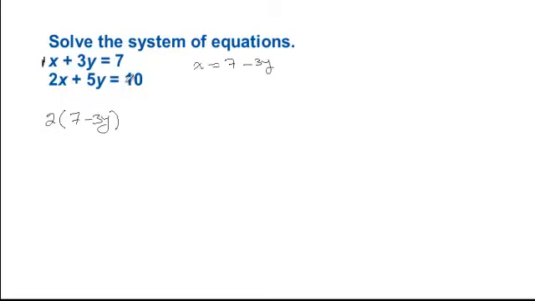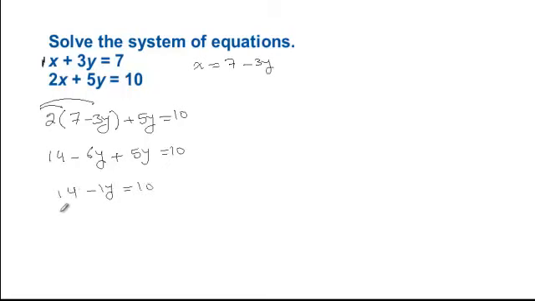And we write the full second equation, 2x, which is 2 times this, plus 5y equals 10. Then we simplify the brackets and go on. 2 times 7 is 14, 2 times minus 3y is minus 6y, plus 5y equals 10. Then minus 6y plus 5y, you get minus 1y. And here also we have 14 equals 10. Subtract 14 here and 14 on the other side.